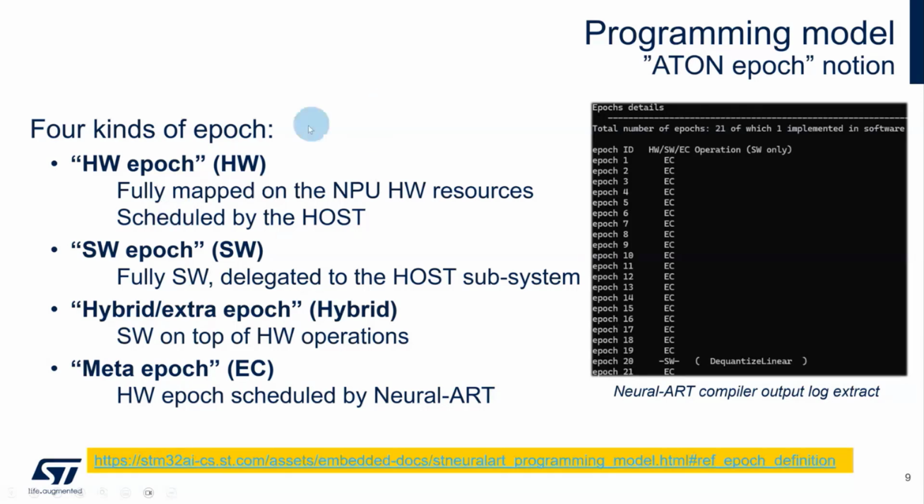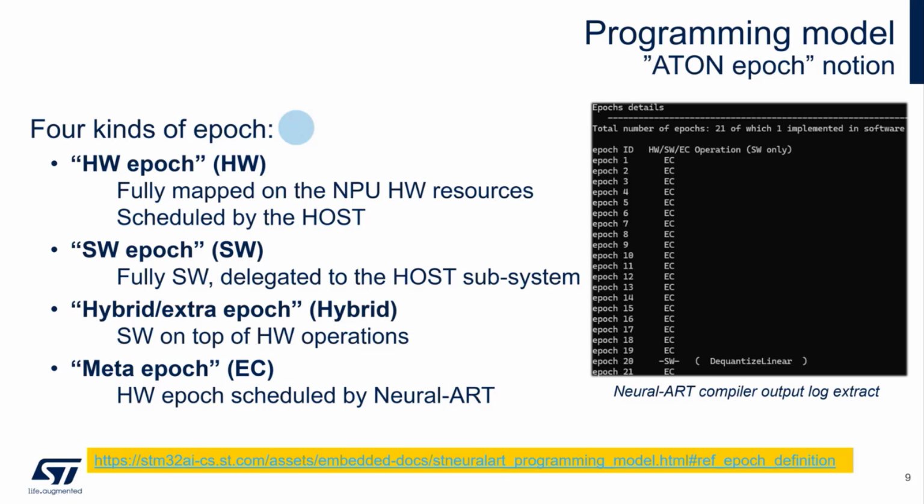The first one is a hardware epoch. It means that all the operations of this epoch, these elementary operations, will be fully mapped on the NPU hardware resources, and it will be scheduled by the Cortex. Depending on the neural network, there can be some operations that are not supported by the Neural-ART. In this case, it will generate a software epoch, still scheduled by the host, but also executed by the host, so by the Cortex.